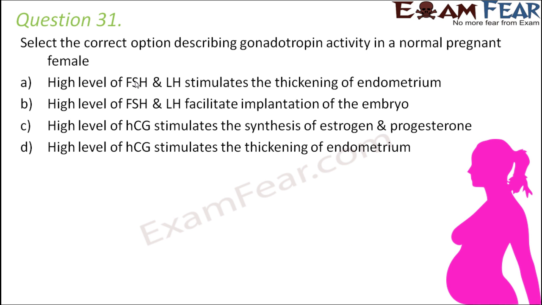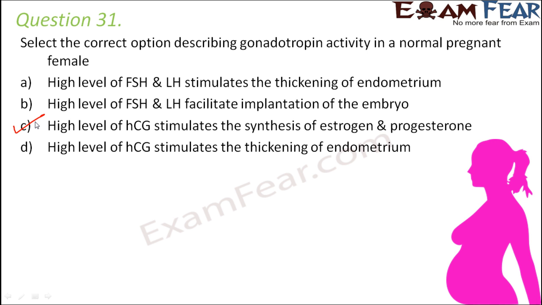Now, what is FSH? That is follicle stimulating hormone. LH is luteinizing hormone. And what is HCG? This is human chorionic gonadotropin. So here the correct option is C, that is high level of HCG stimulates the synthesis of estrogen and progesterone. Now HCG is made by the placenta during pregnancy, and it is produced in huge amounts in early periods of pregnancy.